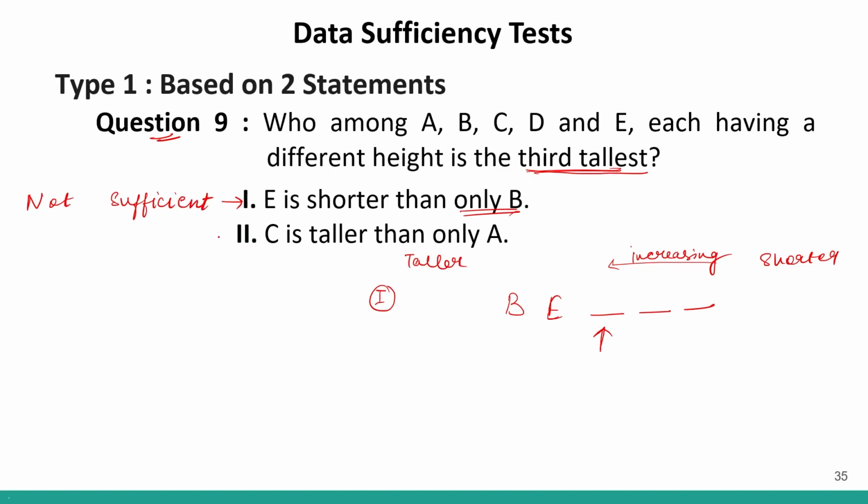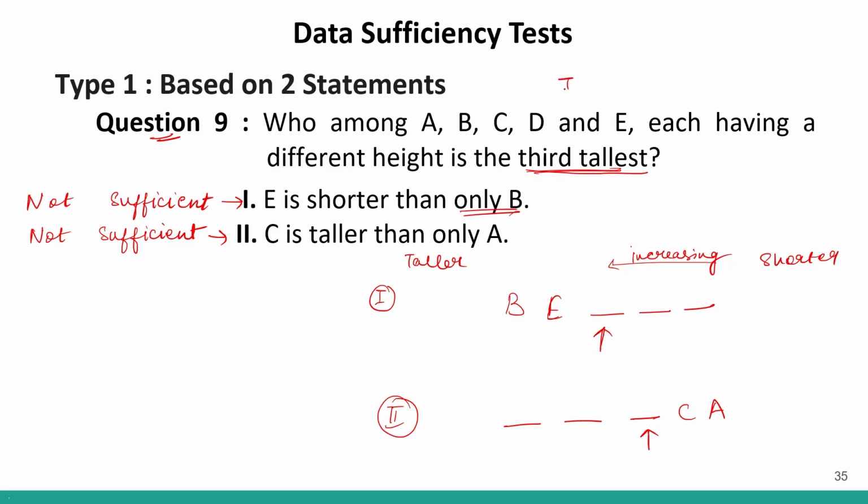Now, coming to statement number 2. Statement number 2 says that C is taller than only A. That means A is the only person shorter than C. So I will get 3 positions over here. I have to find this position. Can I find this position using this statement alone? No. So this statement is also not sufficient. Correct? Statement number 2 is also not sufficient.